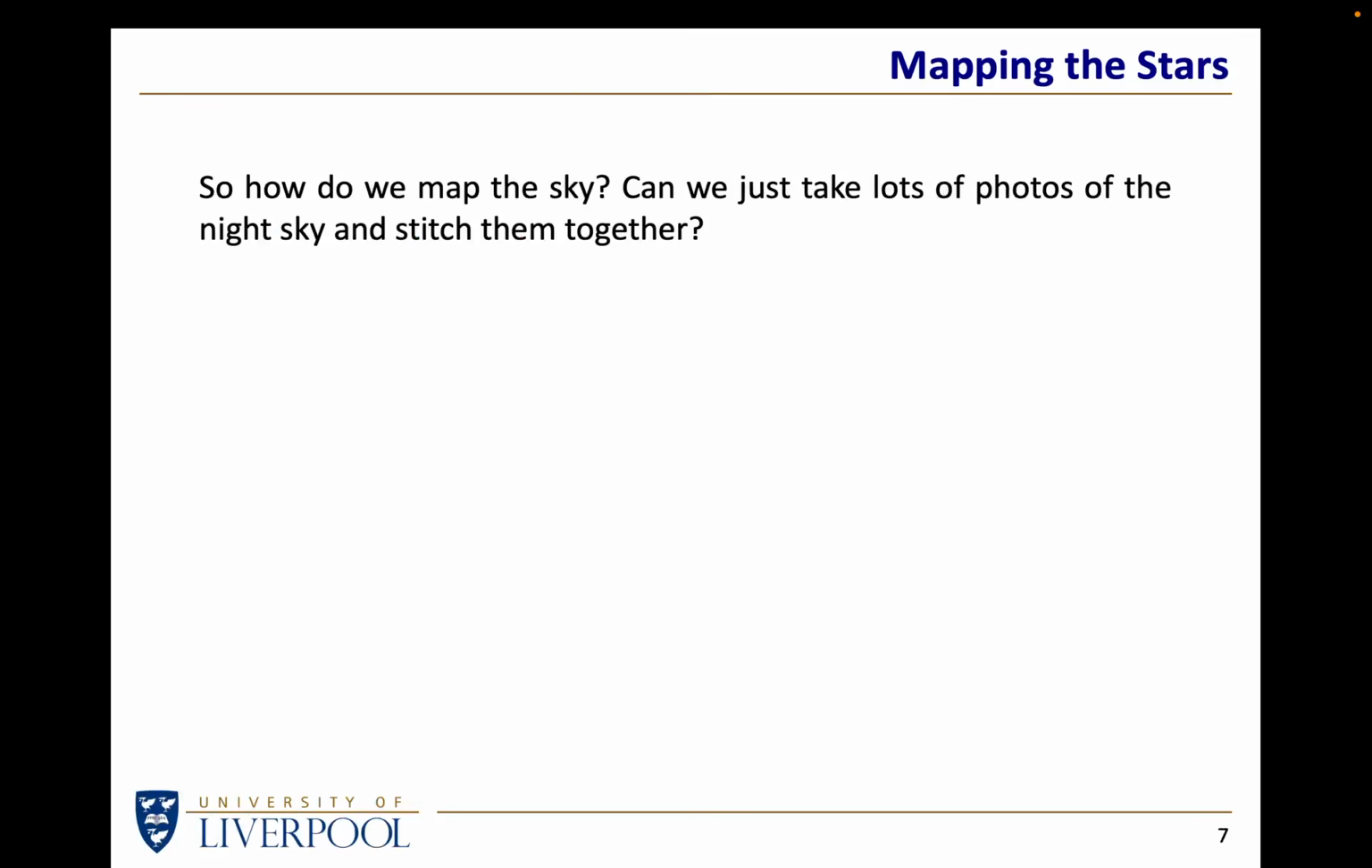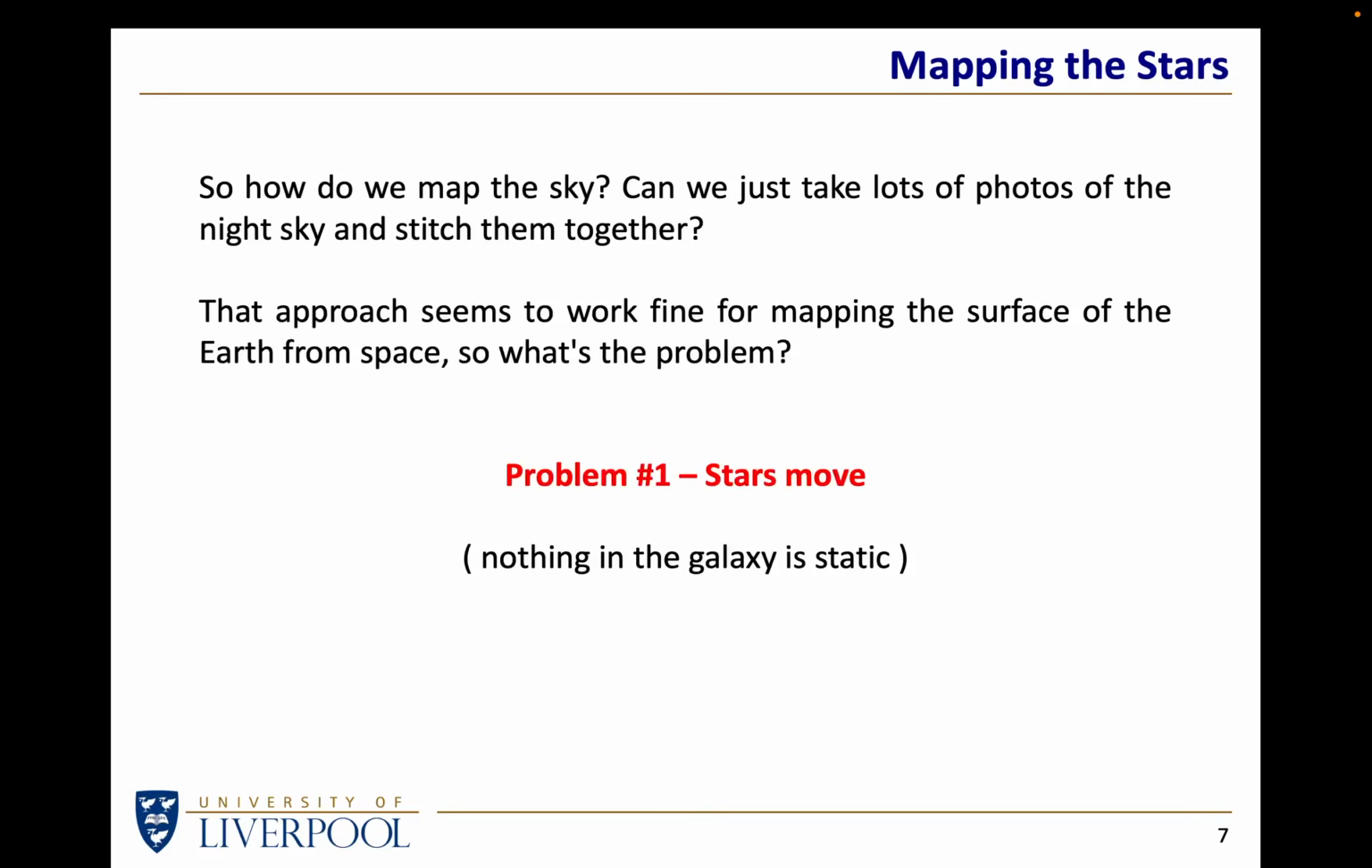So how do we map the sky? You could say, well, don't we just take a lot of pictures and then stitch them together? That idea, of course, works for the Earth. We just take lots of pictures, stitch them together. We've got a picture of a map of the Earth. But one of the problems is stars move. Nothing in the galaxy is actually static.